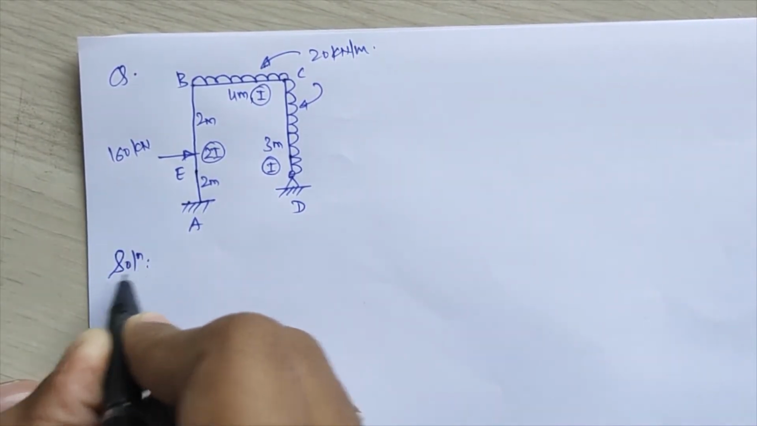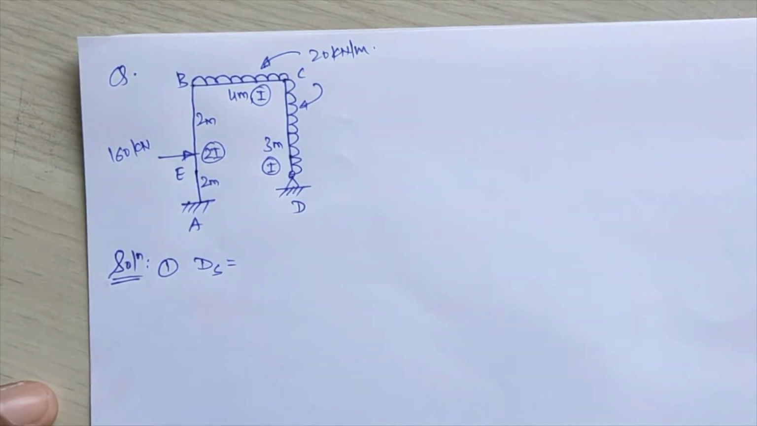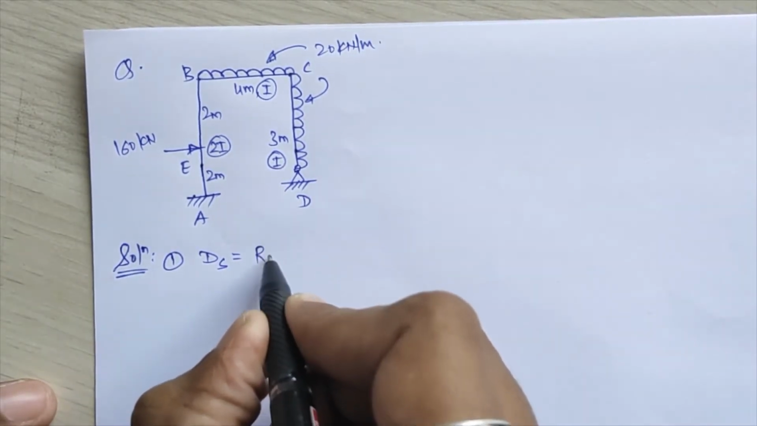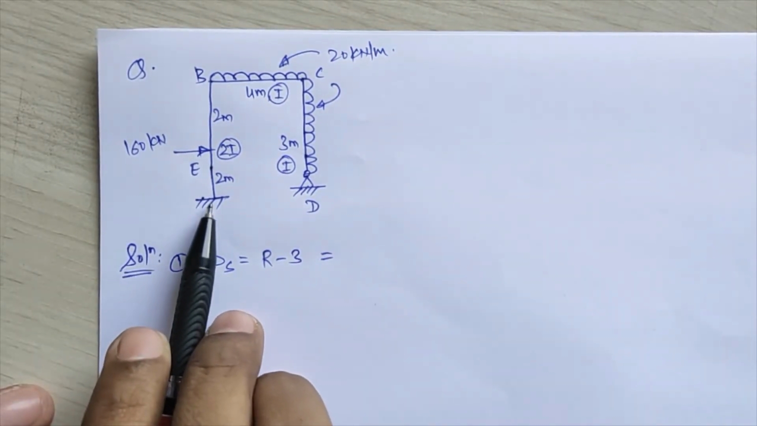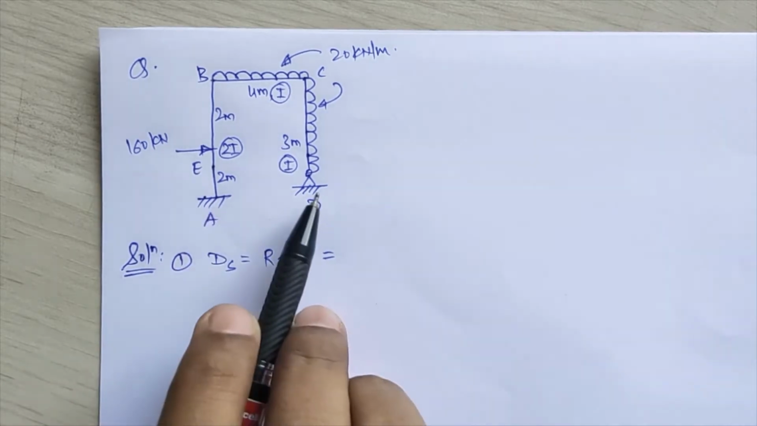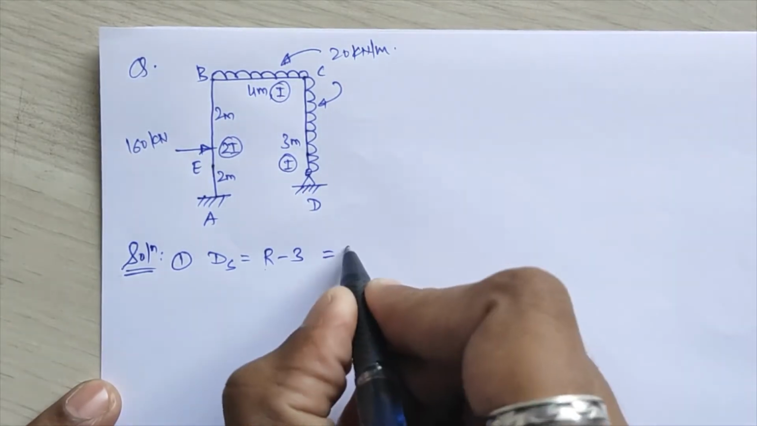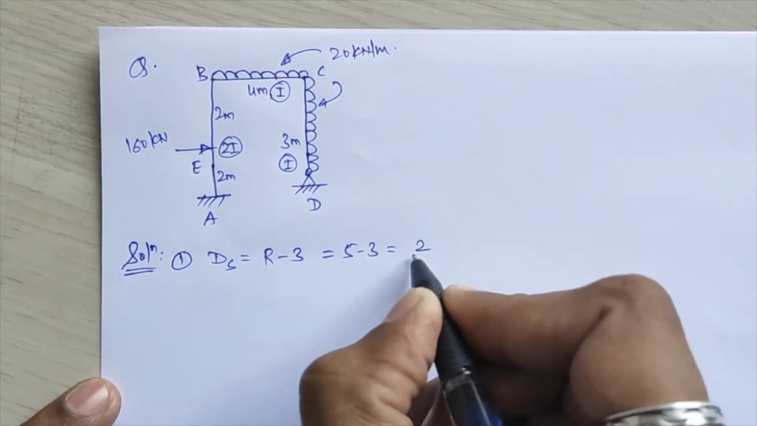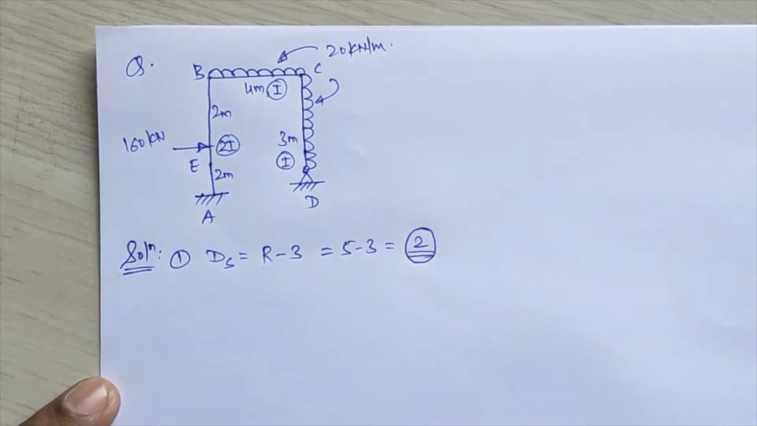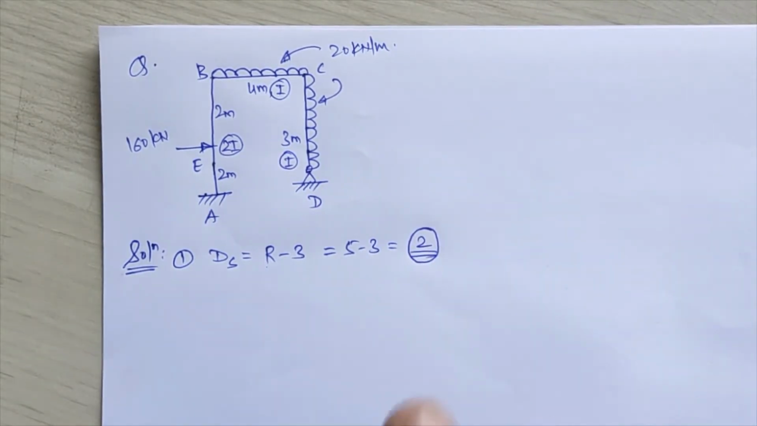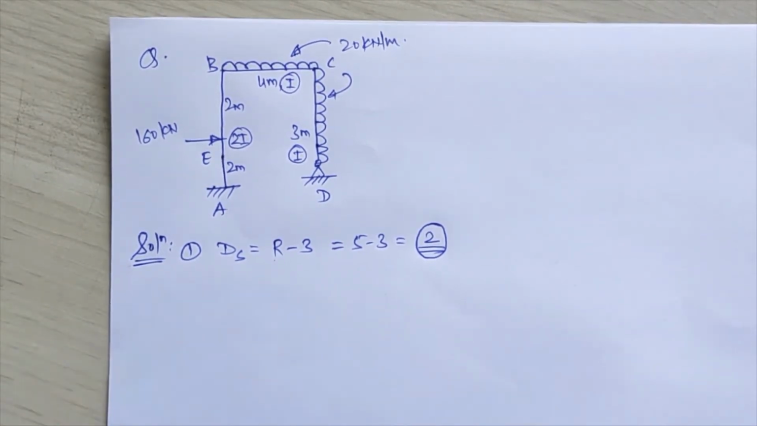So we'll start with our solution. In the first step we will calculate the value of ds. So ds is equal to total number of reactions minus 3. Here you have a fixed support at A, so total reaction will be 3. At D you have a hinge support, so total reaction will be 2. So 3 plus 2, total reaction will be 5, minus 3. So we get ds equal to 2. That means you have two excess constraints, or you have to assume 2 reactions out of the 5 reactions as the redundant forces or moments.